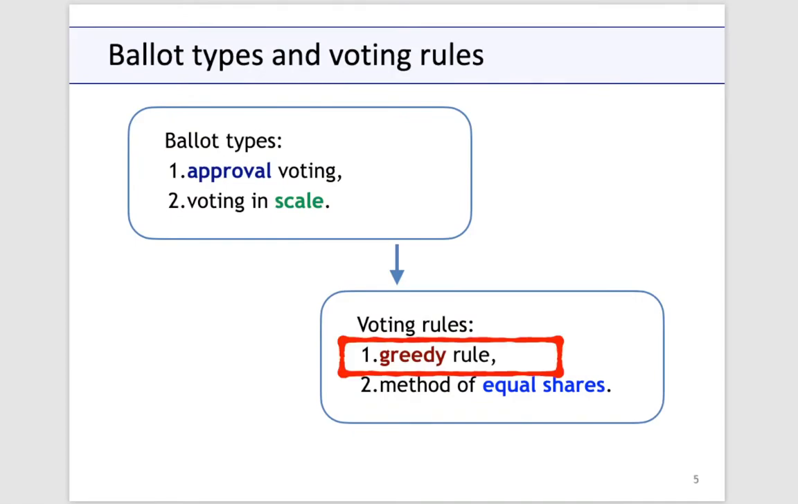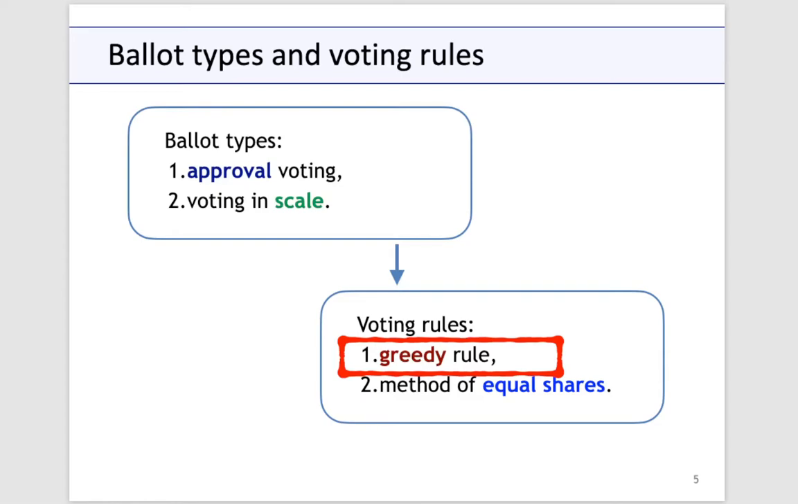Let me first explain the greedy rule, which is the rule used by most cities that use participatory budgeting. The greedy rule is very simple. If the voters vote via approvals, then for each project we count the total number of votes cast for this project, and we pick those projects which receive the highest number of votes until the budget is exhausted. If the voters vote in scale, the rule is defined analogously. For each project, we count the total number of points assigned to this project by the voters, and we pick those projects which receive the highest number of points until the budget is exhausted.